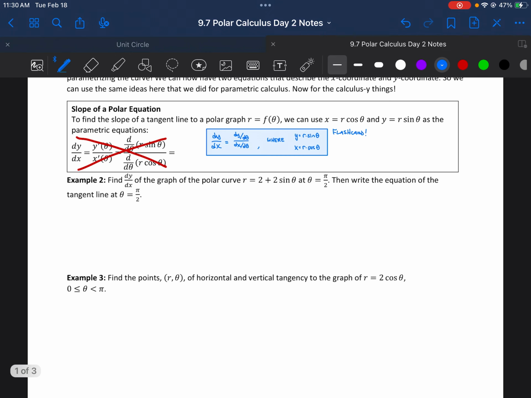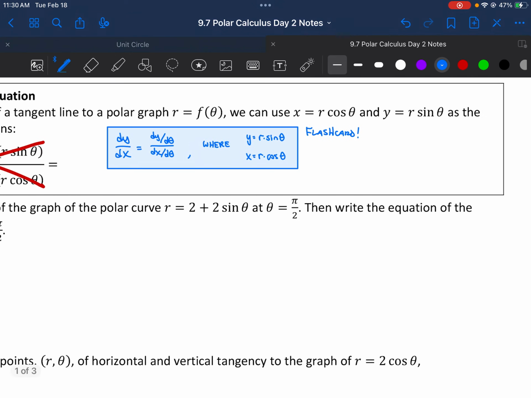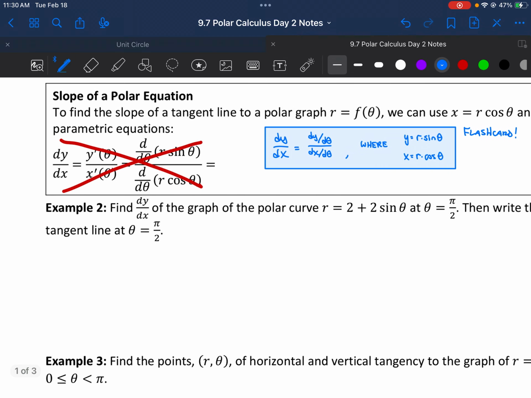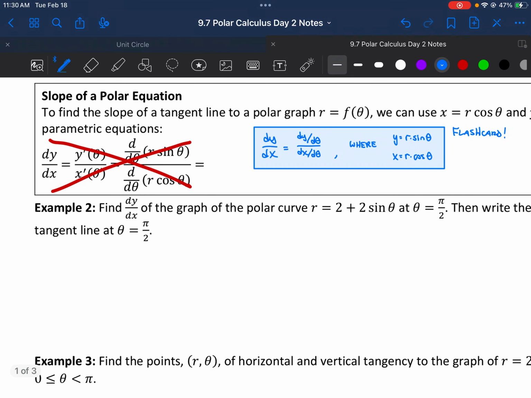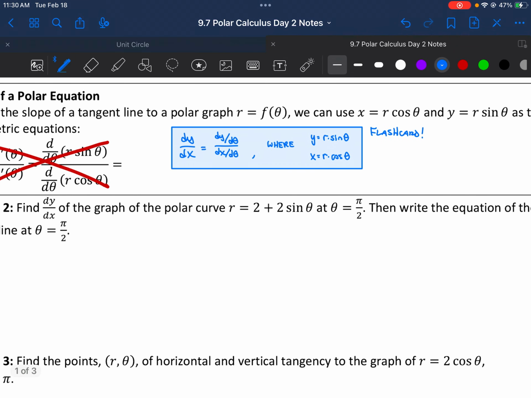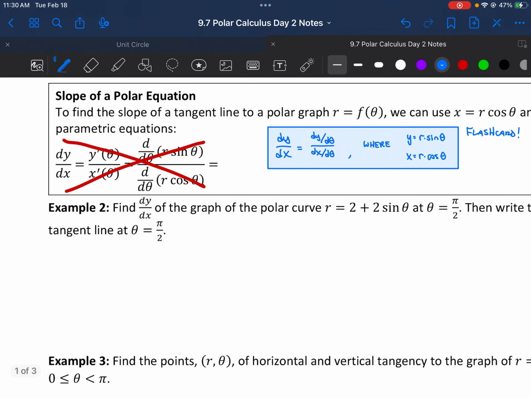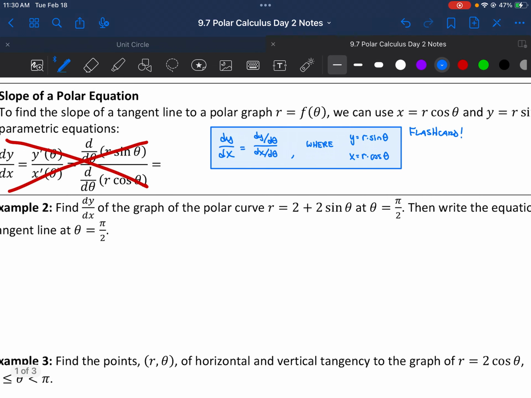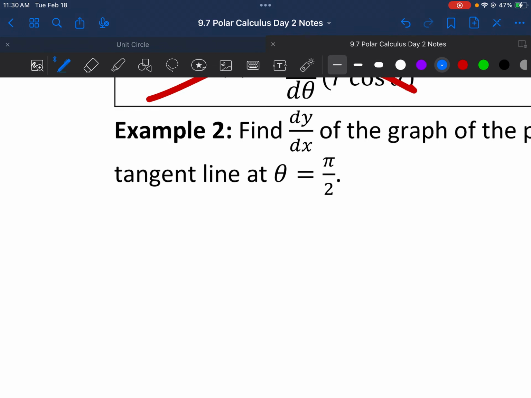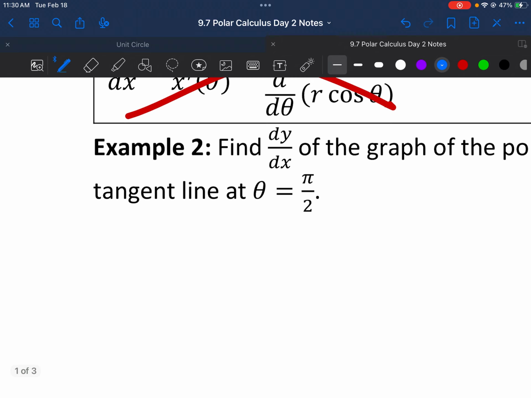All right, so let's see an example. This is actually a pretty lengthy example. Try to write relatively small. We're going to fill a lot of the space in. So example 2: find dy/dx of the graph of the polar curve r equals 2 plus 2 sine theta at theta equals pi over 2. Then write the equation of the tangent line at theta equals pi over 2. Ultimately, we're trying to write the equation of the tangent line.